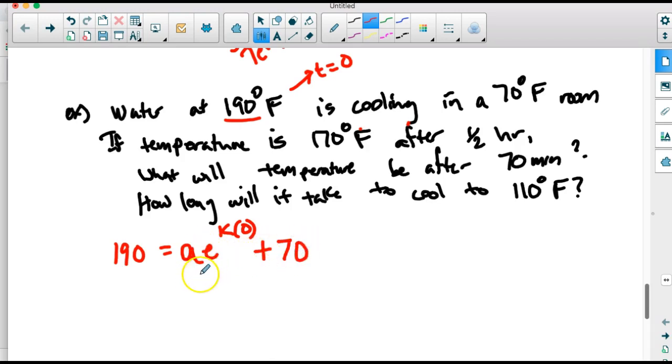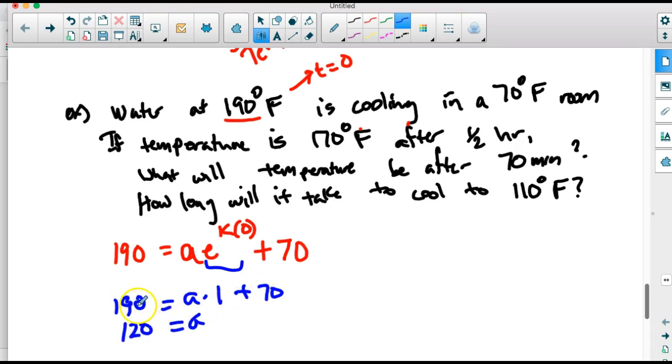So we're going to use this to help us find out what A is. This part of the equation we can evaluate. This is e to the 0. Anything to 0 is 1. So this is A times 1 basically, plus 70 equals 190. So A is going to be 120. It's 70 from 190. So that's our A value.